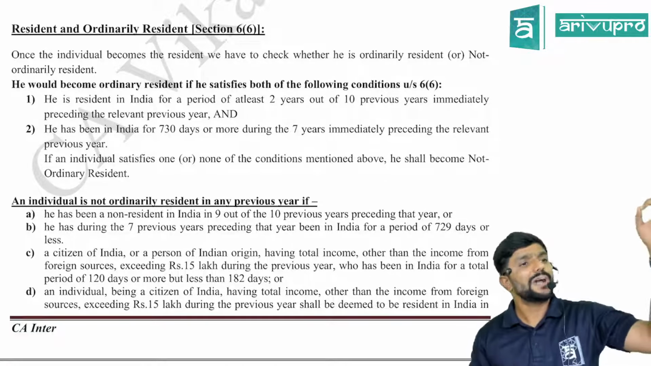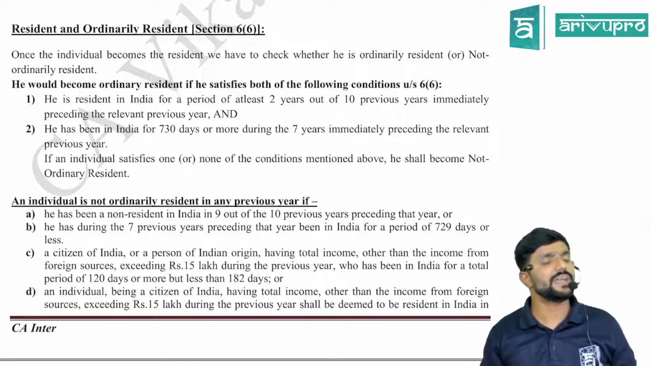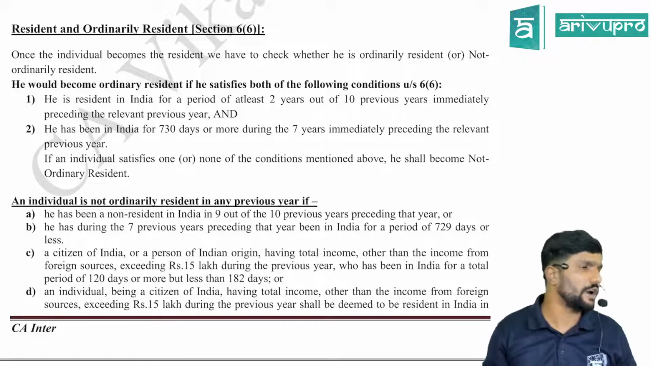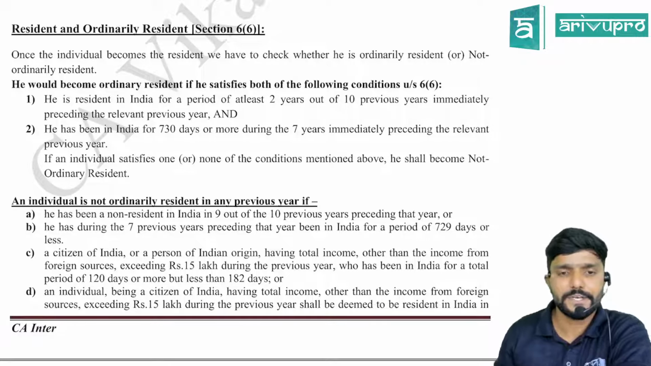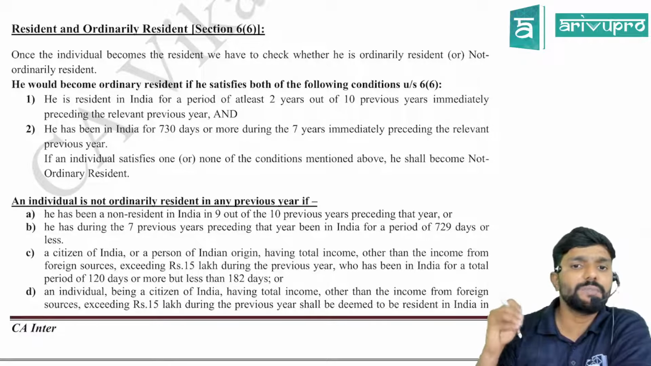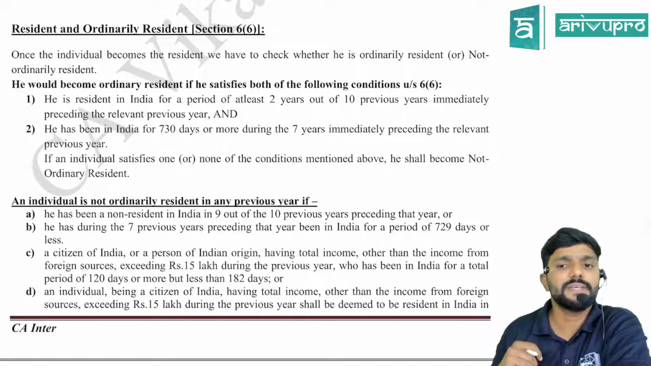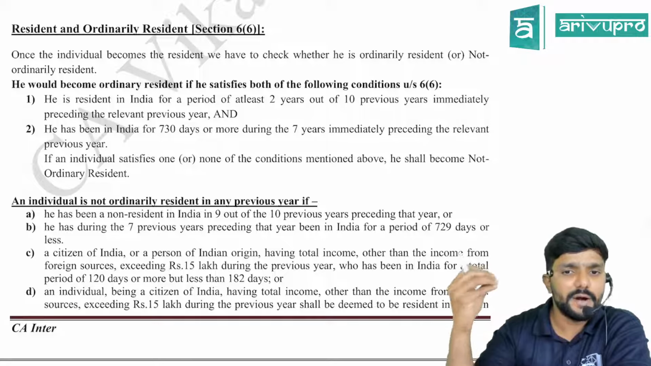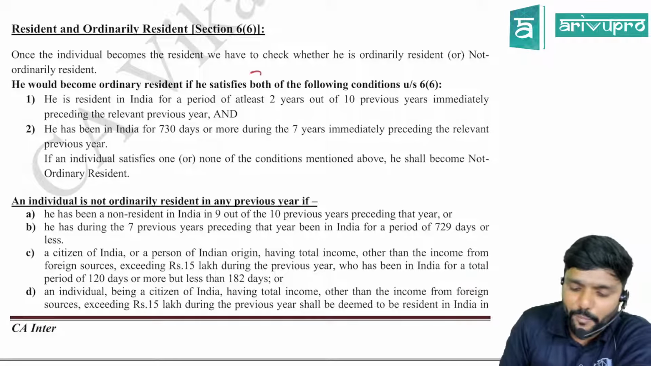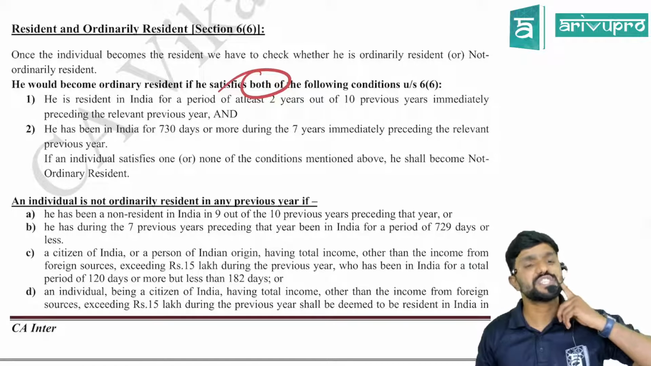Now, once an individual satisfies any one condition, he will become resident. Next, we have to check ordinary or not ordinary. Sir, he is already non-resident, should we check additional? No. Once the individual becomes resident, we have to check whether he or she is ordinarily resident or not ordinarily resident. He would become ordinarily resident if he satisfies both of the following conditions under section 6(6).